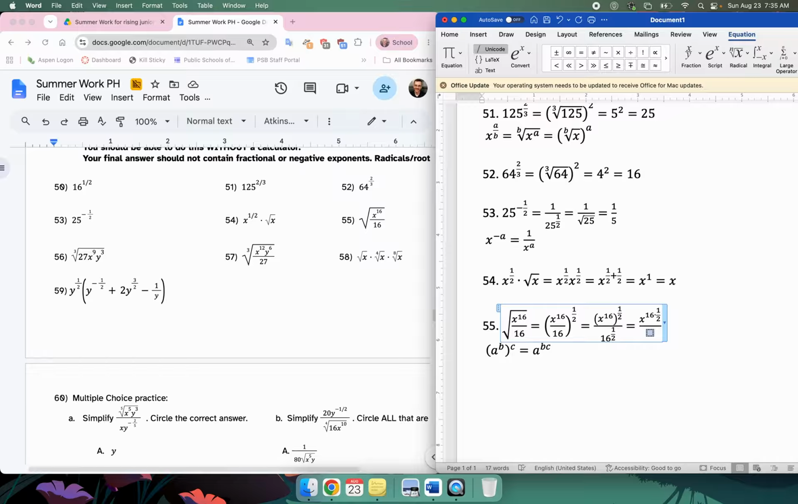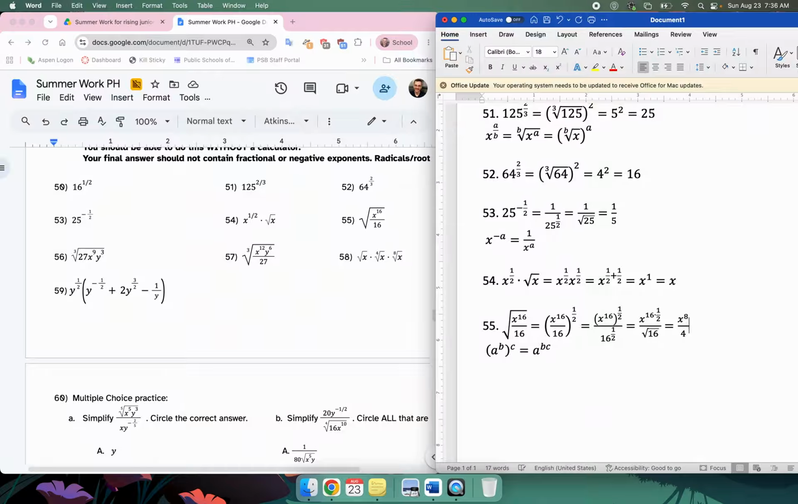The denominator, I guess I'll take care of that as well. 16 to the 1/2 just means square root of 16. So in the numerator, I have x to the 16th times 1/2, which is x to the 8th. And in the bottom, I have root 16, which is 4.